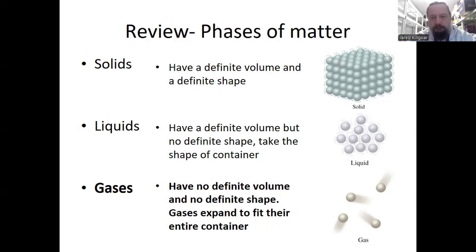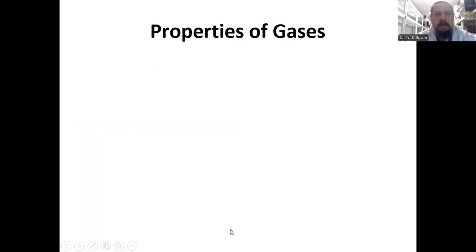So let's move on. Write that bold point down, gases, the main definition there. Properties of gases. We're going to talk about these. You guys are going to want to write this down too.